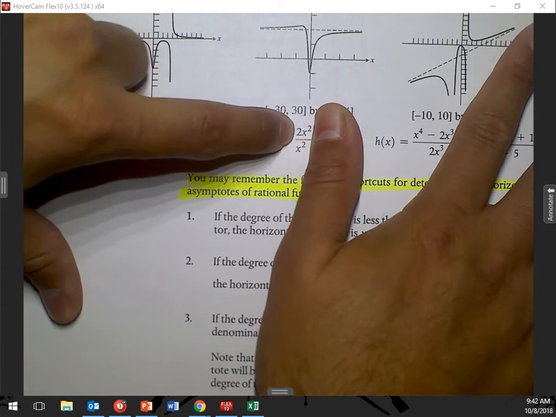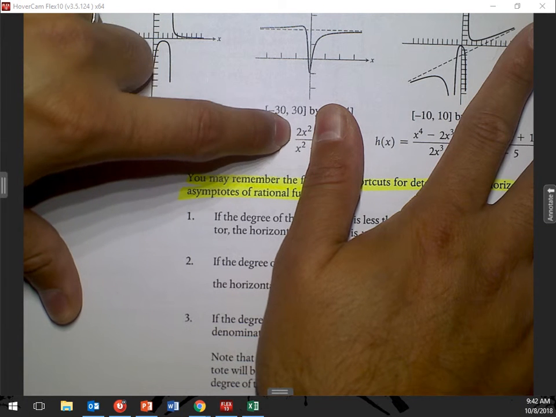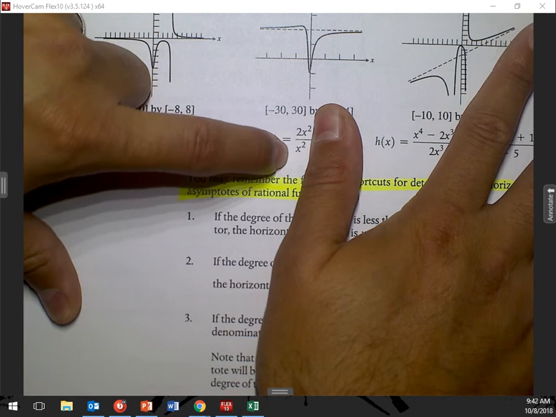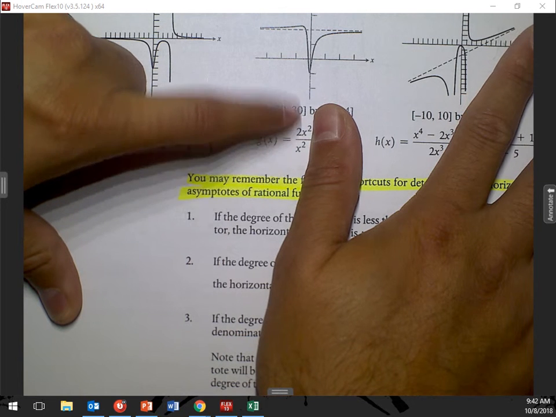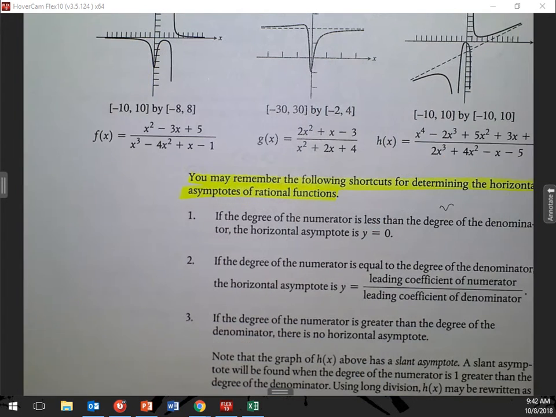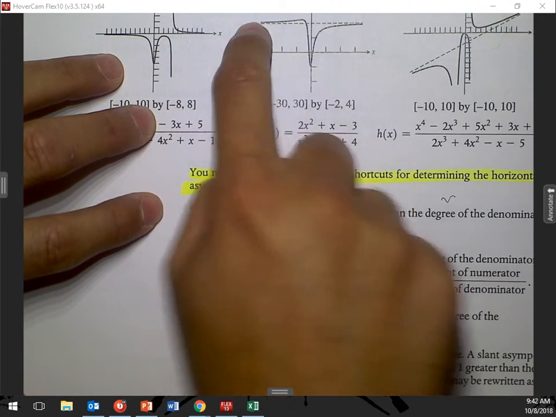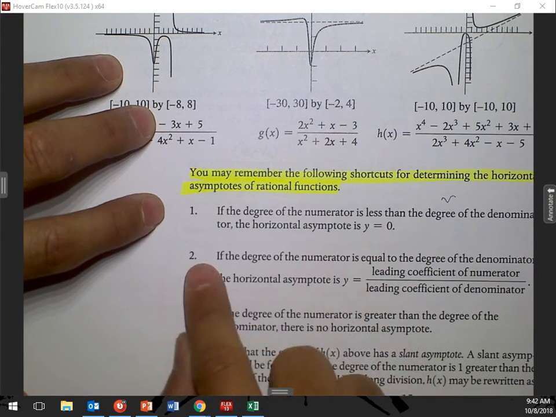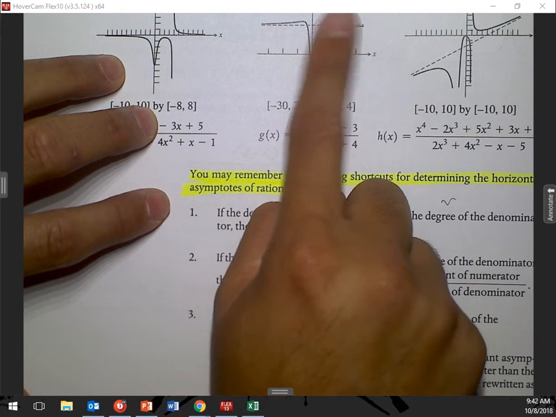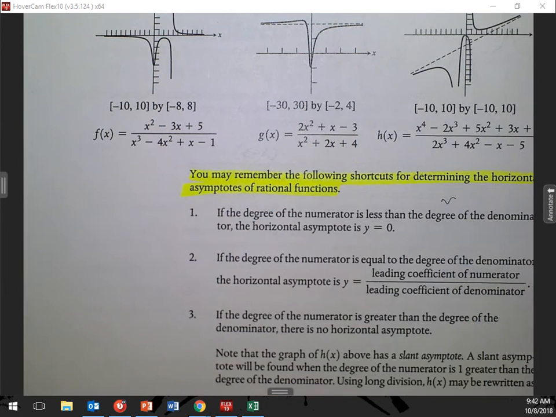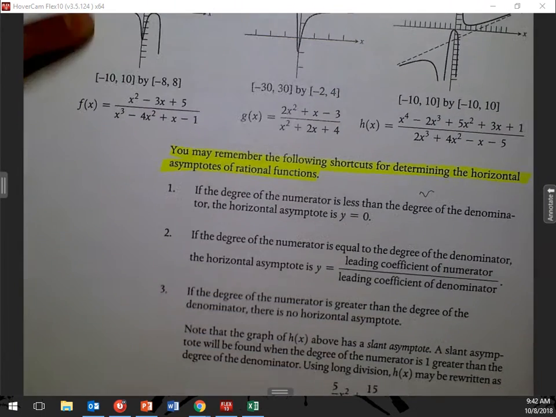So it's going to be the leading coefficients of the highest degrees. So I have a 2x squared over a 1x squared, right? Now it's just going to be the fraction 2 over 1, so that gives me 2. So in this case, I have a horizontal asymptote at 2. Questions? Are we okay still? Okay, so now let's take a look at this next one.